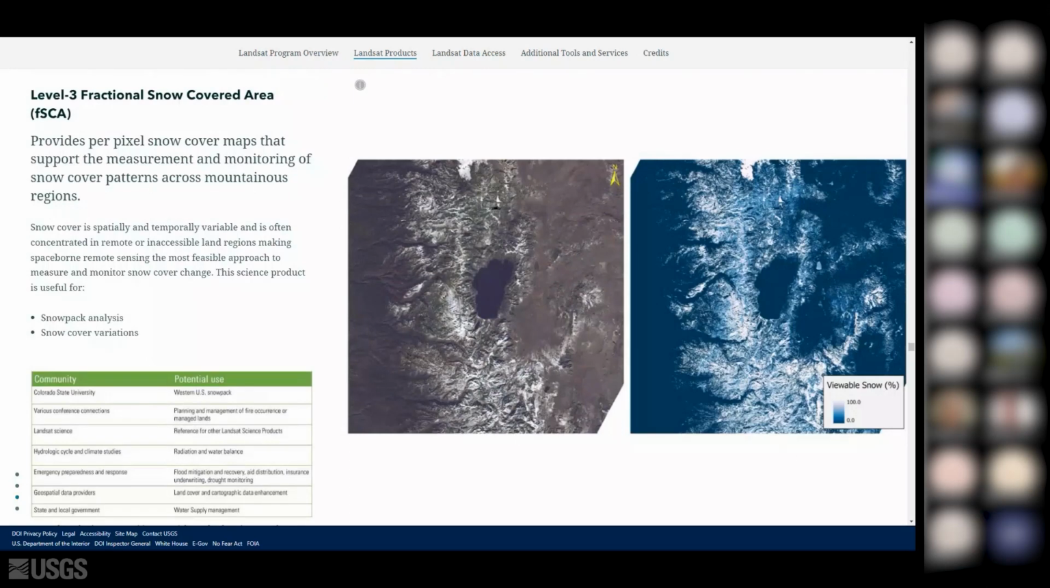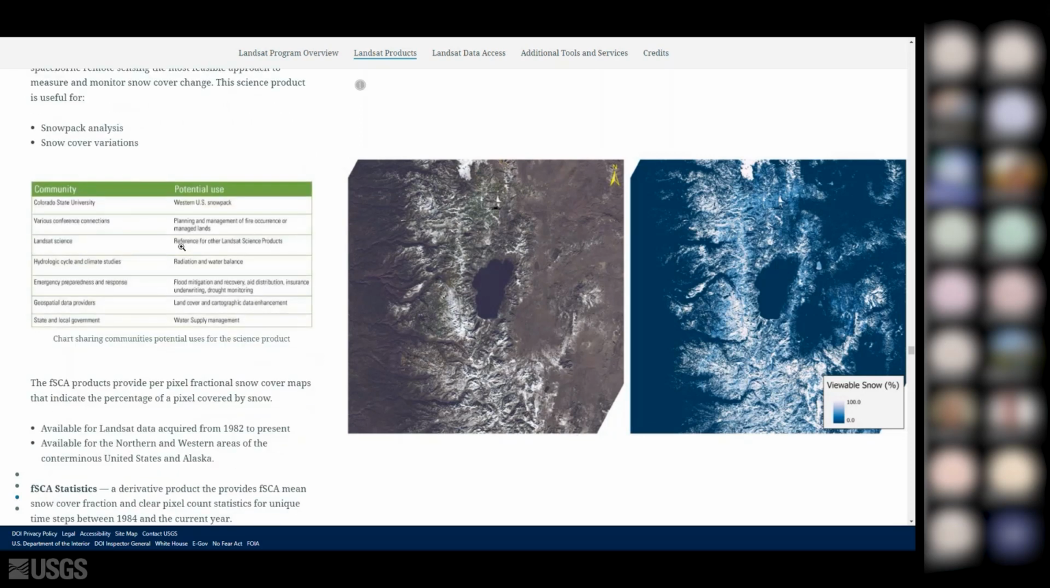Next, we have our level 3 fractional snow covered area. This example here shows an ARD surface reflectance image on the left, and then on the right, we have our fractional snow cover product, and this is over Lake Tahoe. The fractional snow covered area provides a per pixel snow cover that indicates the percentage of a pixel covered by snow in a mountainous region or area. So each pixel is the percentage of snow that covers that pixel. So this can be really useful for snowpack analysis.